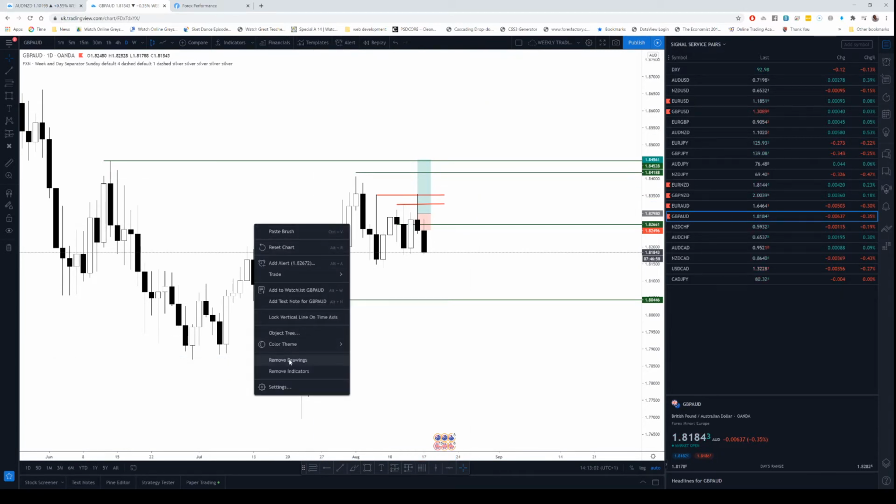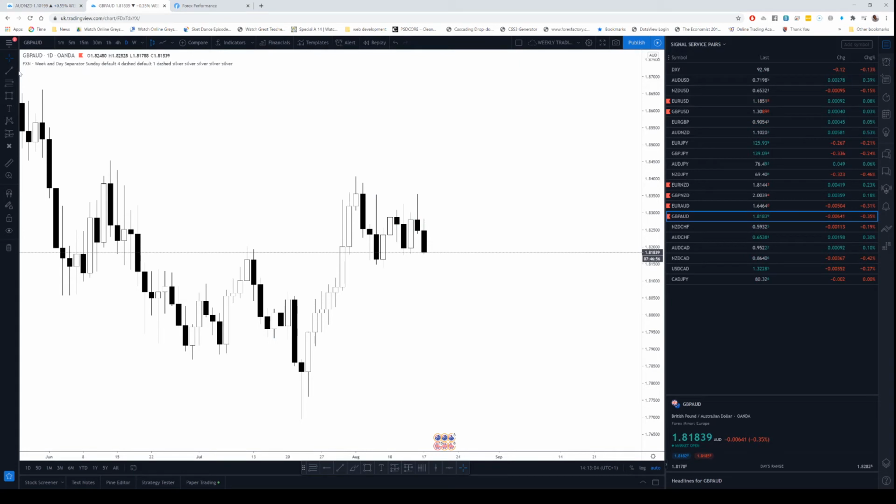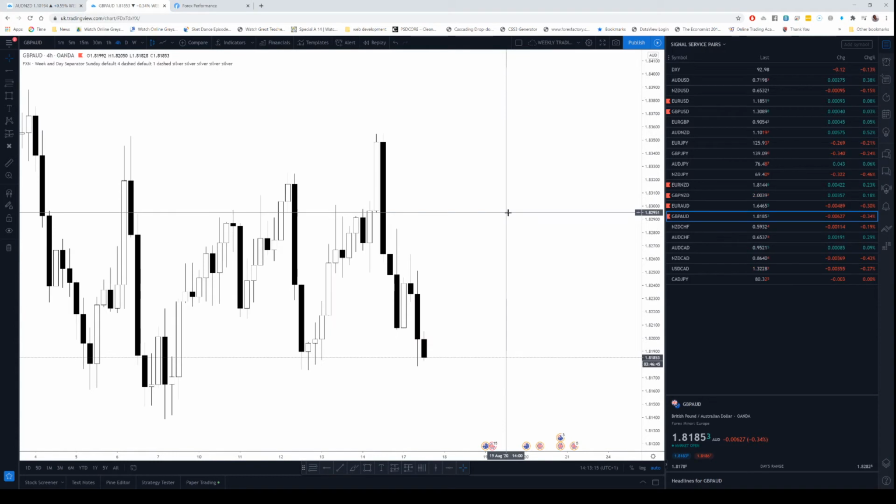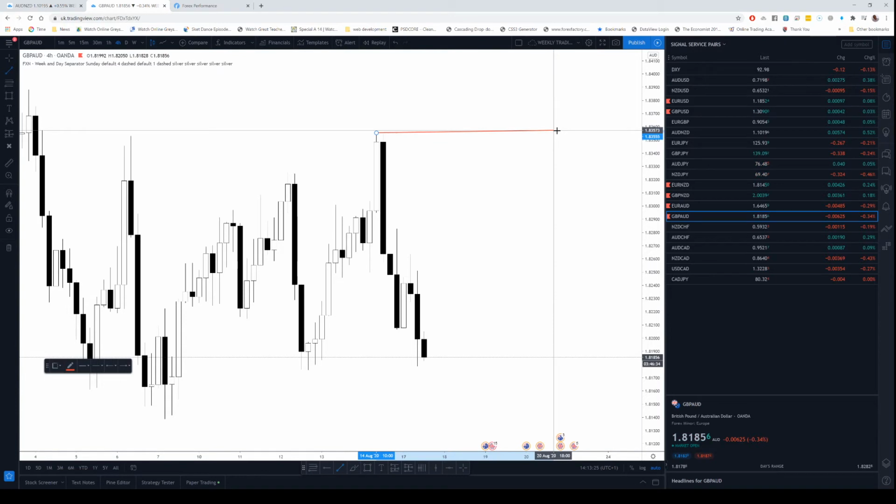Let's remove all this drawing. This thing might come down here before a continuation to the upside. So for trade ideas, if we do get some form of a retracement, always remember to use your 4-hour structure that I've showed you guys.